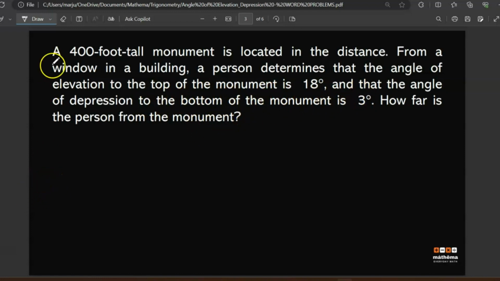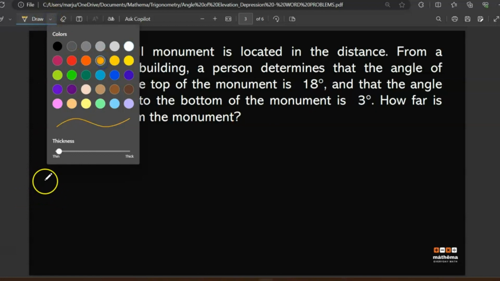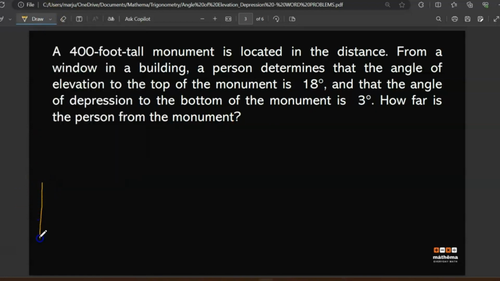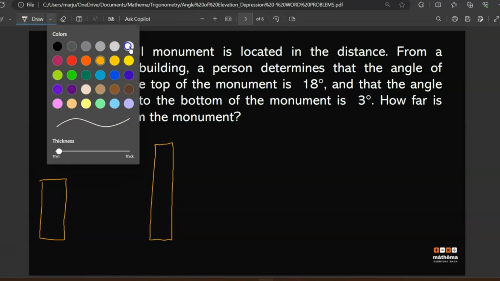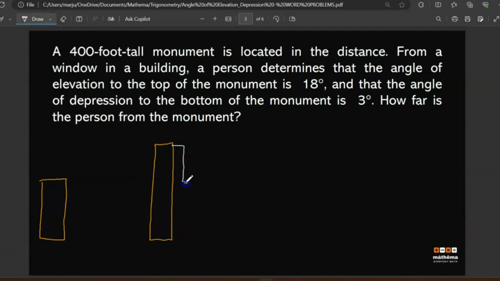So again, we are going to draw a building. This will be our building, and again a monument. We'll just do bars here. And we know that this monument is 400 feet.